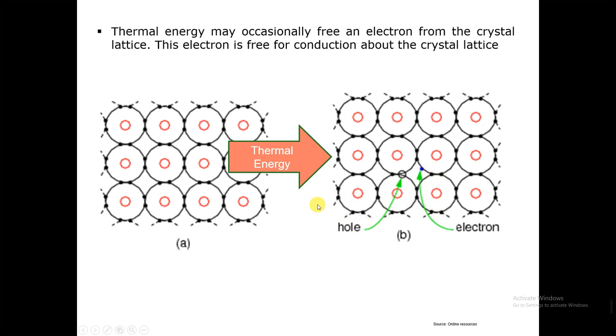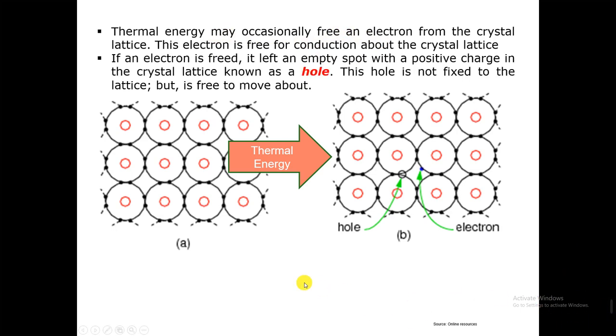So the conclusion is, thermal energy may occasionally free an electron from the crystal lattice. This electron is free for conduction about the crystal lattice. And if an electron is freed, it leaves an empty spot with a positive charge in the crystal lattice known as a hole. This hole is not fixed to the lattice, but it is free to move about.